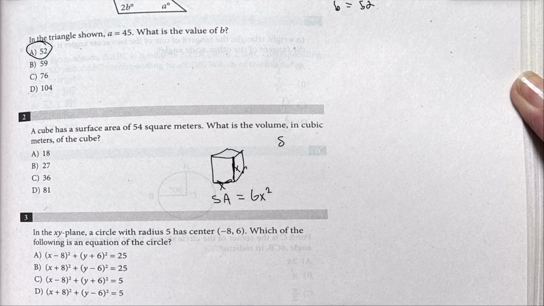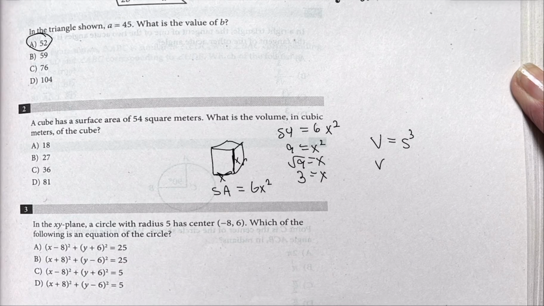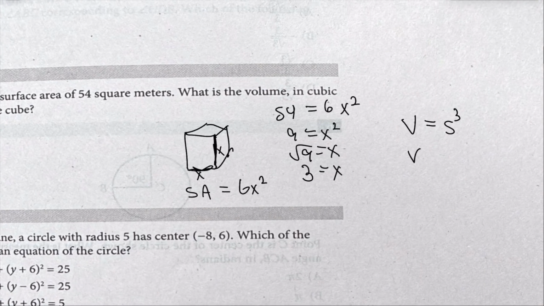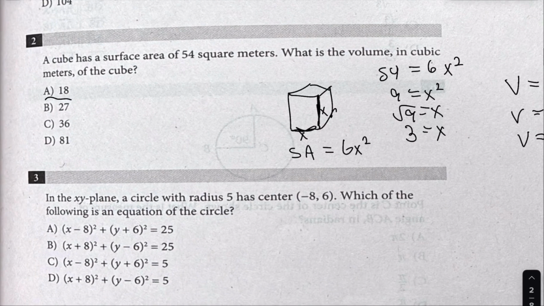So we know that 54 is equal to 6x squared. If we divide by 6, we get that 9 equals x squared. So x is the square root of 9. We don't have to use that plus or minus because it's a length. So we get 3. Now, that's a side length. Then it says, what is the volume? The volume is length times width times height, or side cubed. So in this particular case, that would be 3 cubed. The volume is 27, which is B.